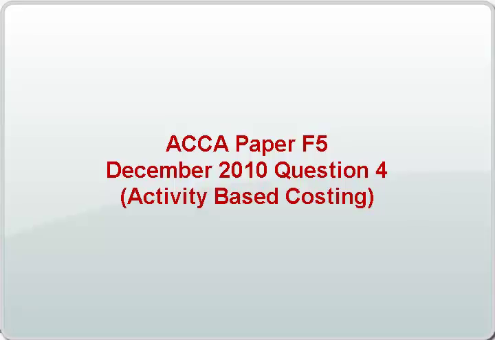Part C, for 6 marks, using the calculations, explain how activity-based costing might help them improve the profitability of each product. We'll worry about Part C later. Let's get straight on with Part A and B.